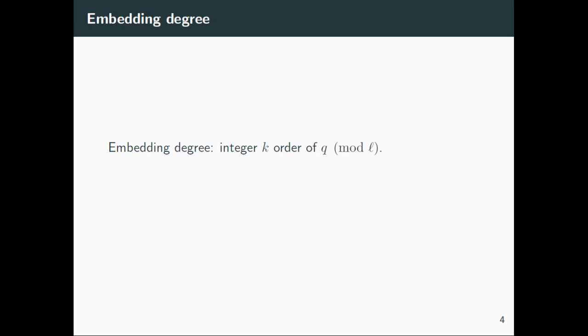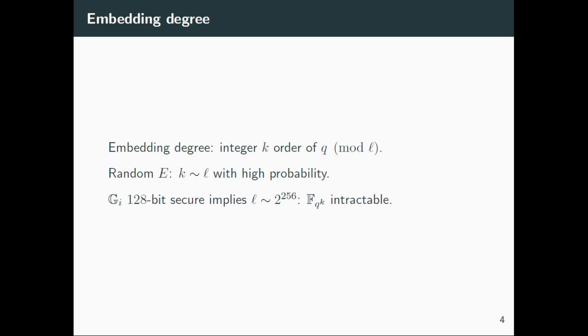The integer k is called the embedding degree of q with respect to L. It is the order of q mod L. Picking a random elliptic curve usually implies that k is about as large as L. As we want the groups G_i to be secure, with, for instance, a 128-bit secure discrete logarithm, we expect L to be of size 256 bits, rendering the arithmetic of the finite field F_q^k intractable. We thus have to be cleverer to select a pairing-friendly curve.